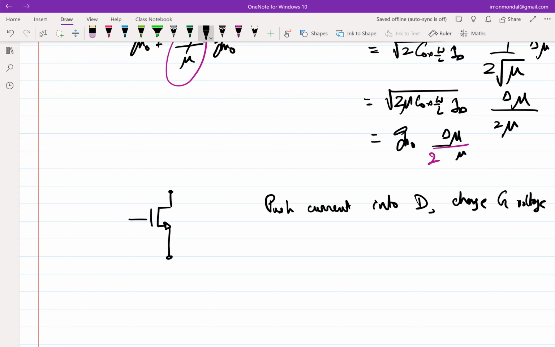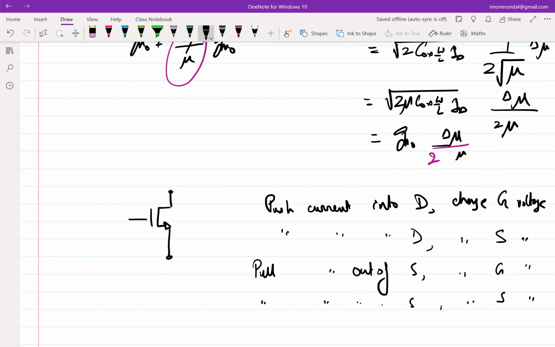So similarly, I can push current into the drain and change the source voltage. In principle, it still can be possible, right? Similarly, I can pull current out of the source and change the gate voltage, and I can pull current out of the source and change the source voltage. These are the 4 in principle. In plain English, since there are 2 ways of pushing in current and 2 ways of affecting voltages, there can be 4 possible combinations, and these are the 4 combinations.